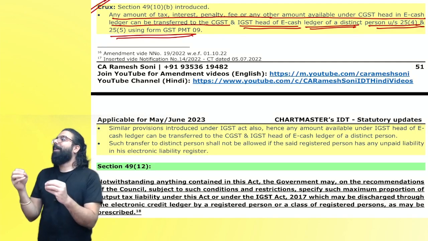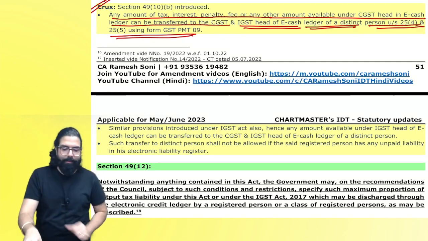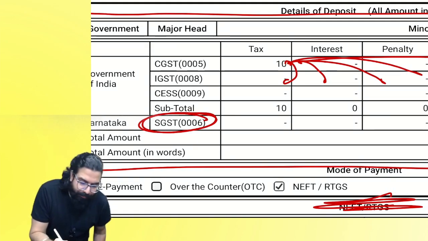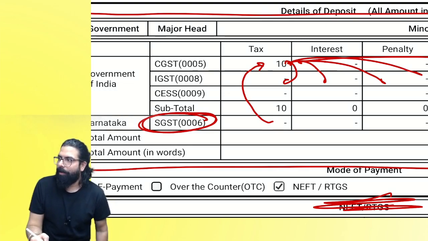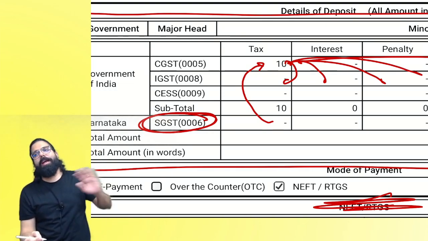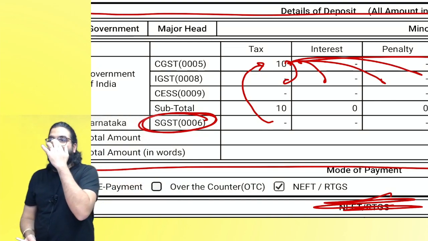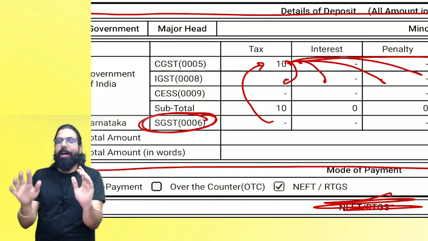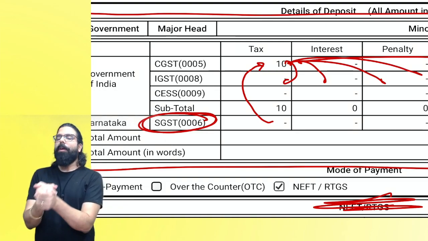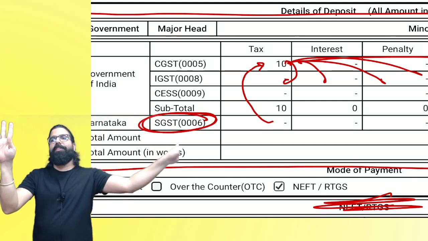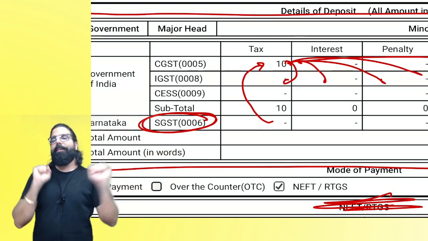Now what will happen? In my e-cash ledger, some money is there. SGST has some money. Can I first transfer from here to here? First I will transfer from here to here and then I'll transfer to my distinct person. Did you guys understand this point? Everyone, did you get it? Yes or no? In my e-cash ledger, from the CGST head I can transfer to the distinct person's CGST or IGST.